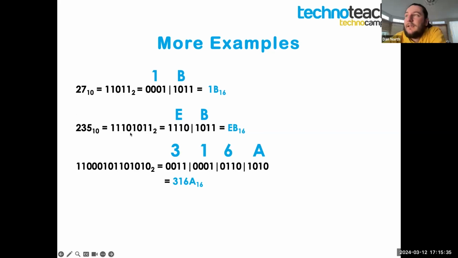We can make these bigger. 235 decimal works out as 11101011. So we split it after 4, which gives us 1011 in binary, which in hexadecimal is a B, and then 1110, which if we look up our hexadecimal table is E. So the number 235 decimal is EB in hexadecimal.